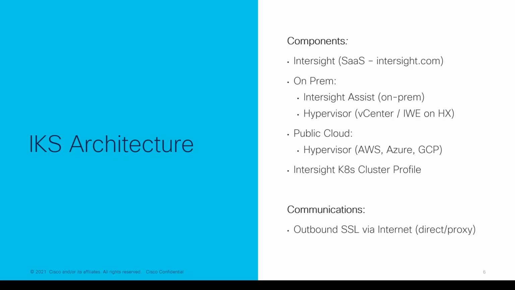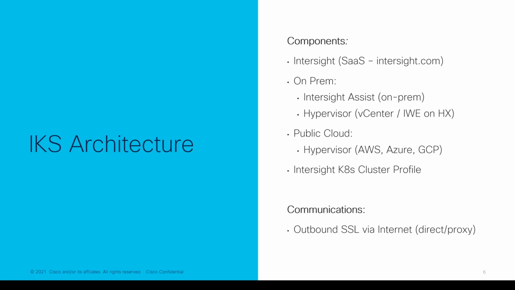So let's talk a little bit about IKS architecture. In terms of architectural components, first you've got Intersight, which is the SaaS-based platform. Again, if you don't know what the bigger picture of Intersight is, please watch my introduction to Intersight video as a prereq to watching this video. IKS is just a module of functionality within the larger platform of Intersight. So the SaaS deployment can be accessed at intersight.com.